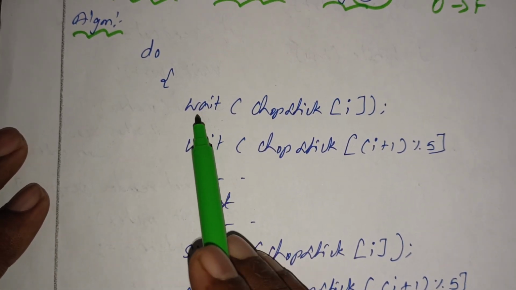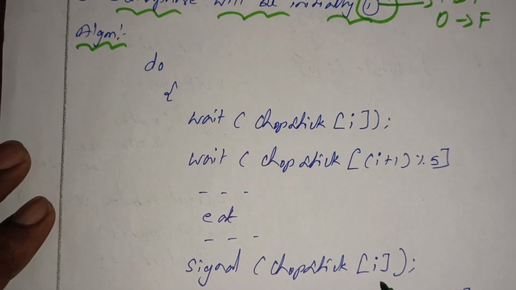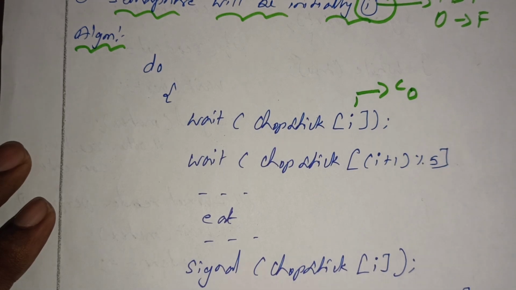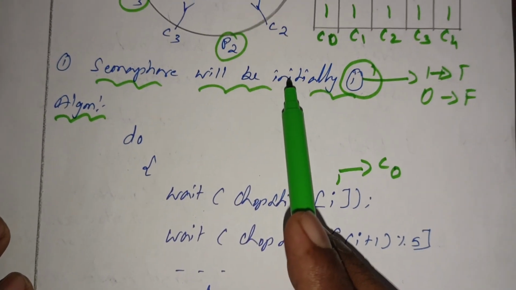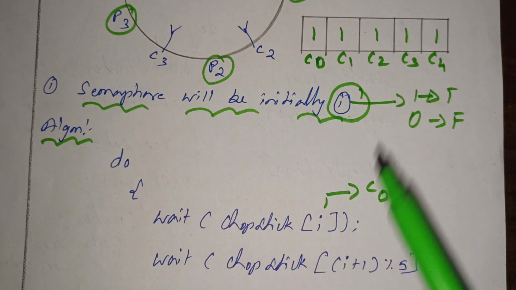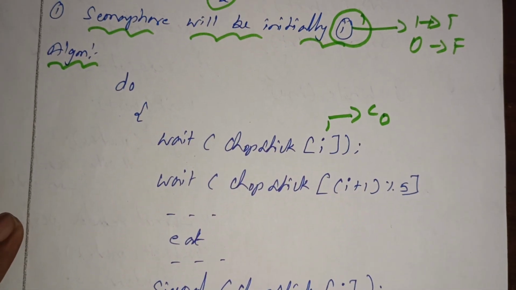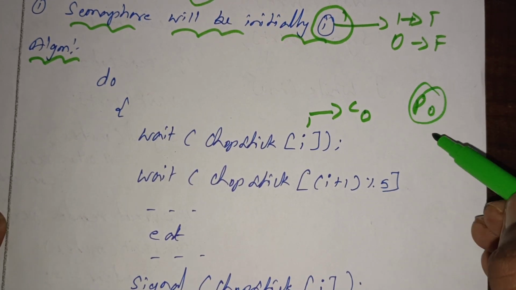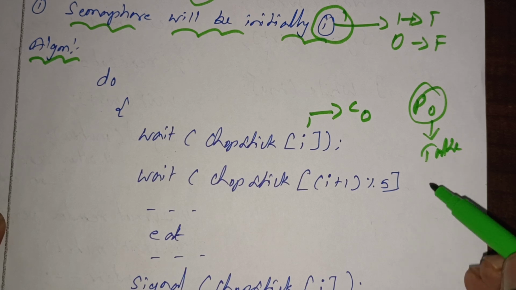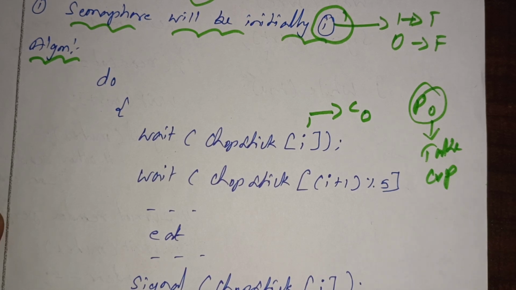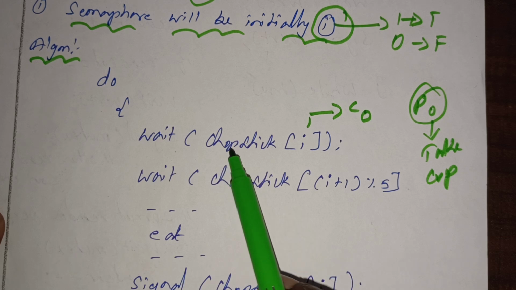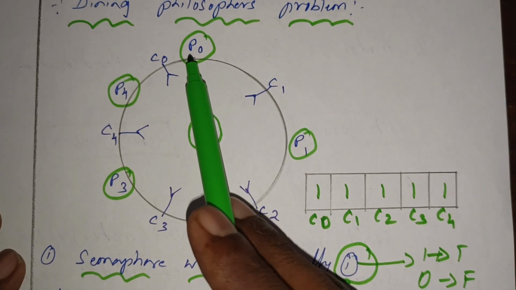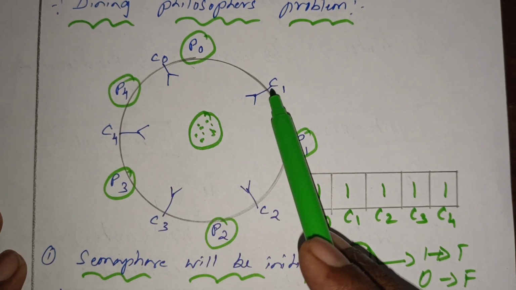So let's see, wait chopstick of I. Chopstick of I means the I value will initially be C0. I already mentioned it starts with C0. Now, assume that philosopher 0 wants to take the chopstick. So chopstick of I, that is C0. You can check it here. A philosopher needs two chopsticks, one is C0 and the other is C1.